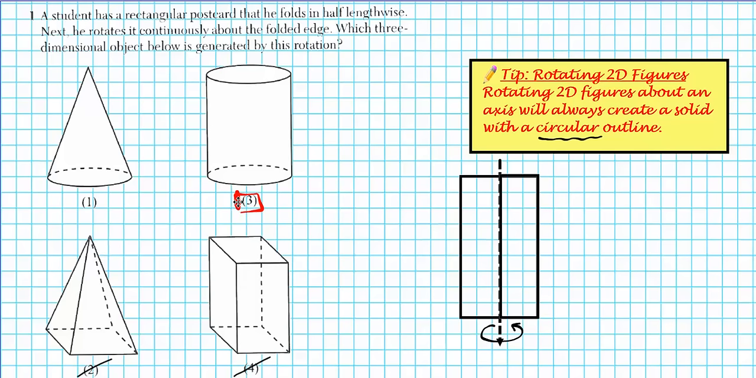Now if you look at option 1, what kind of shape can you rotate to generate a cone? If you take a right triangle and you rotate it about the altitude, one of the altitudes, you will end up with a cone. So this one has a triangular outline. Let me draw it for you. Let's say you take a right triangle of this nature and you rotate it about this axis, you end up with a cone. But if you take a rectangle or a square and you rotate it about one of the edges, you end up with a cylinder or a circular prism.